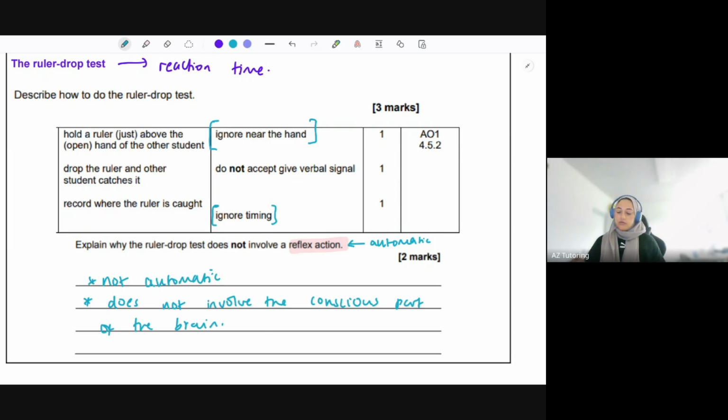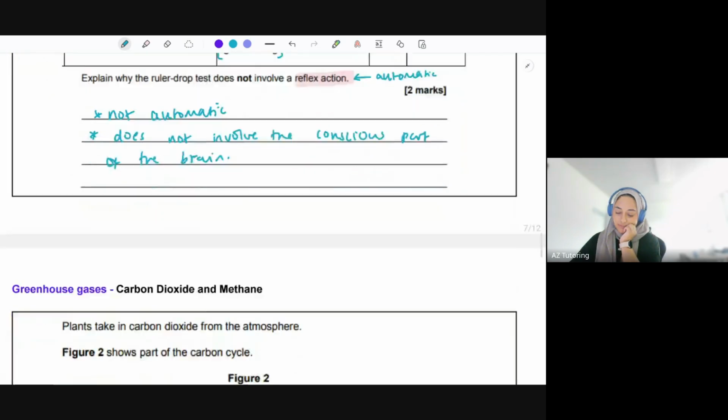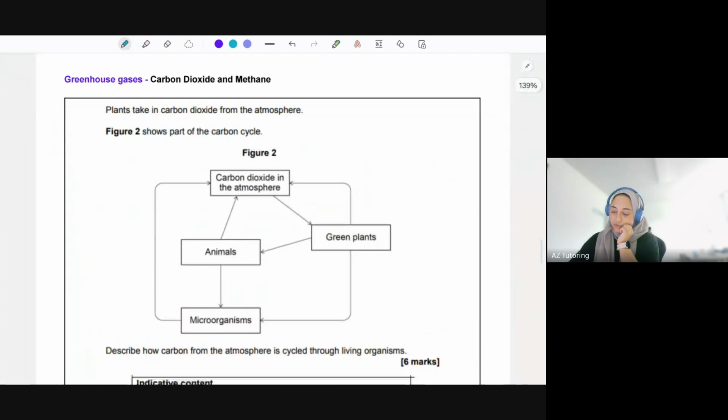So it's just explaining about the conscious part of the brain. Okay, that's that one. Okay, so moving on to the greenhouse gases.